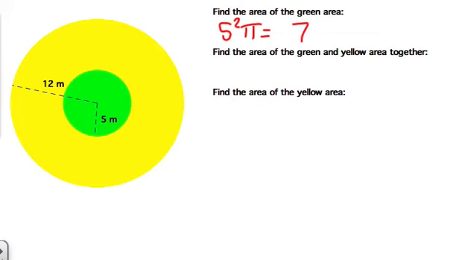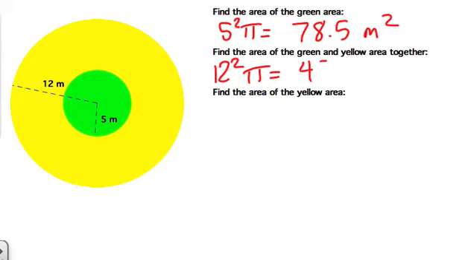We get 78.5 meters squared. Then it says find the area of the green and yellow area together, so all of it. So that's just a circle with a radius of 12. So I'm doing 12 squared times pi. Okay, so 144 times pi.